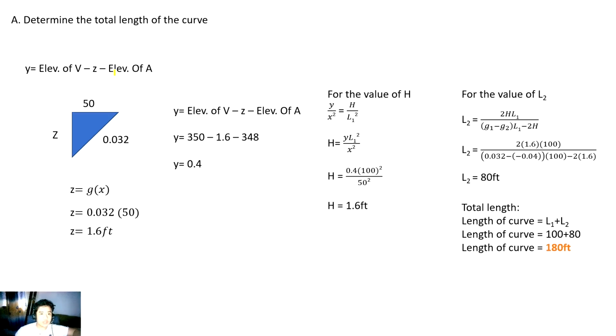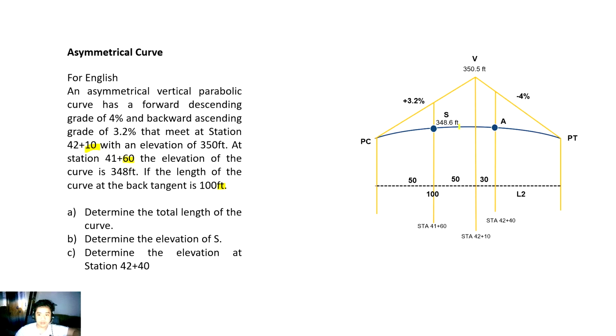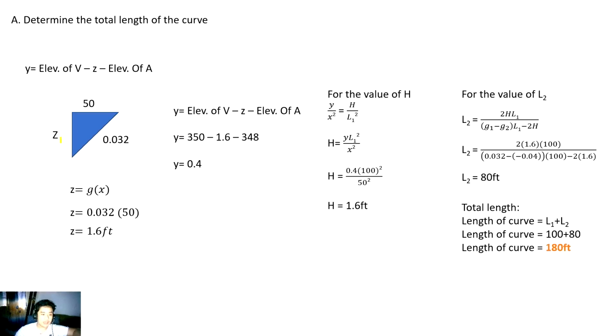So, determine the total length of the curve. First, ano nga ba ulit ang formula for y? Elevation of vertex minus z minus elevation of a. So, hanapin ulit natin yung z. So, same pa rin dito. Ito. So, ang gagamitin pa rin natin ay z 50 tas yung 0.032. So, substitute lang natin sa formula na g times x. So, 0.032 times 50 equals to 1.6 feet. Take note, feet na siya, hindi na siya meters.